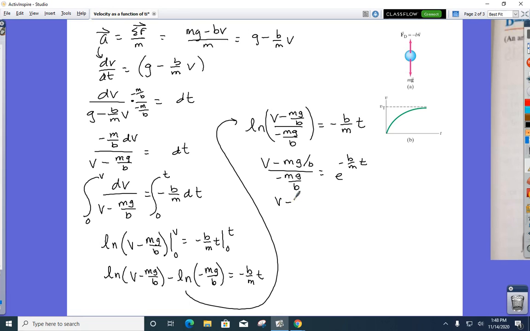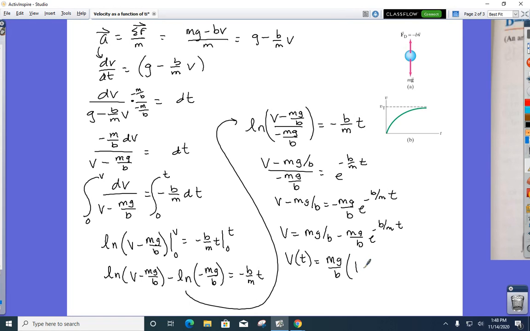So we get this. Let's bring the negative mg over b to the other side. And since I have a common factor of mg over b, let's just factor that out to make it as simple as possible. And there we go. Our equation for the velocity as a function of time for an object falling through a fluid in which the drag force is proportional to the velocity.